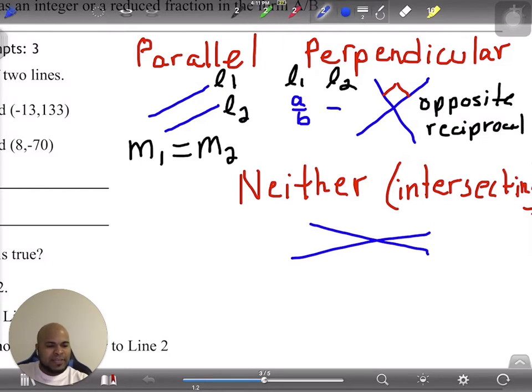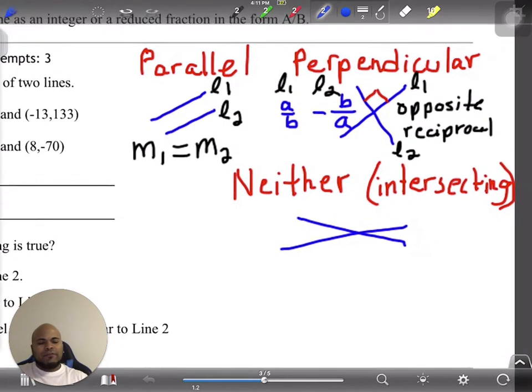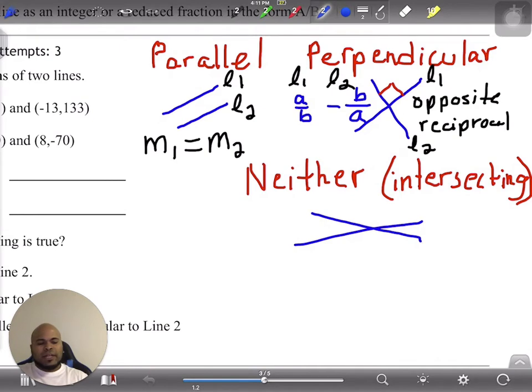So in this example, this will be my line 1 with a positive slope, and this will be my line 2 with a negative slope. So it's a negative slope, and it's the reciprocal, meaning that I have to flip the fraction. We're going to see the example in a second. That's what that means. Neither: if two lines are not parallel and two lines are not perpendicular, then they're called neither or intersecting lines.